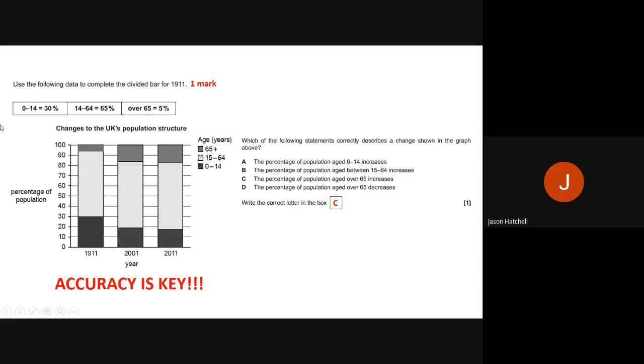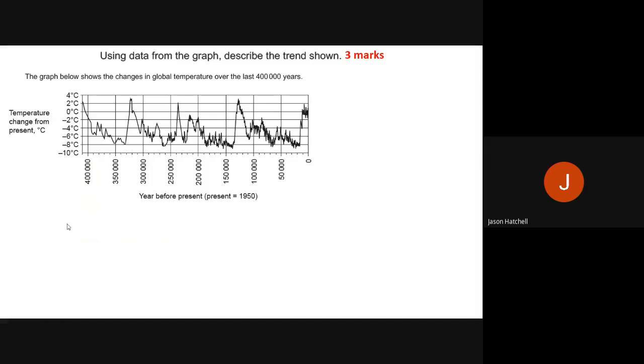Okay, so can you see how you need to be able to do the first part correctly to answer the second part here? You've got to be able to fill in this bar graph correctly, okay? So let's move on to our next one.